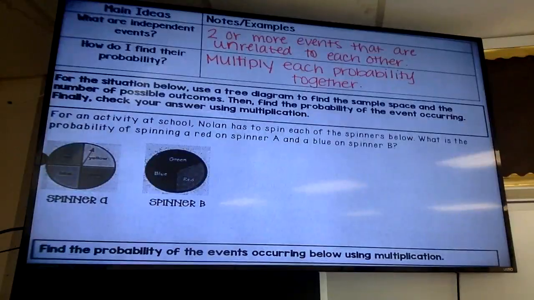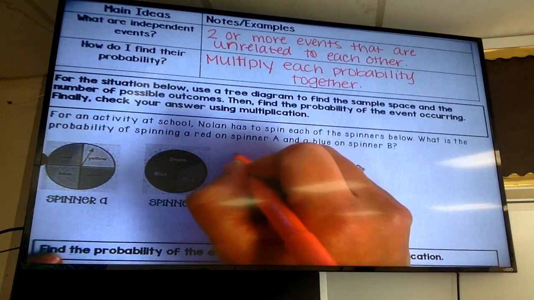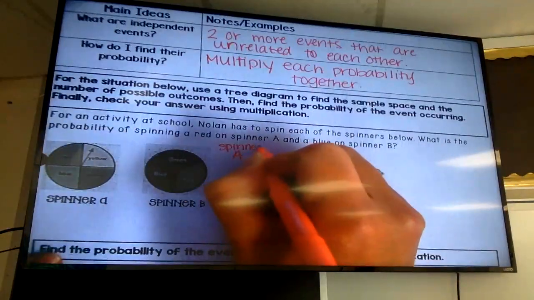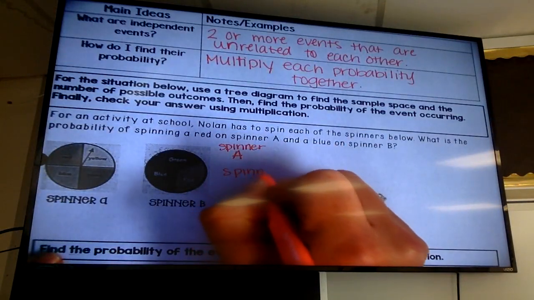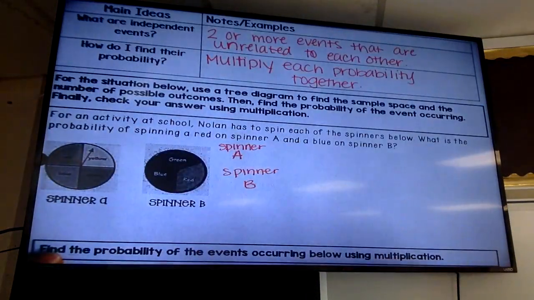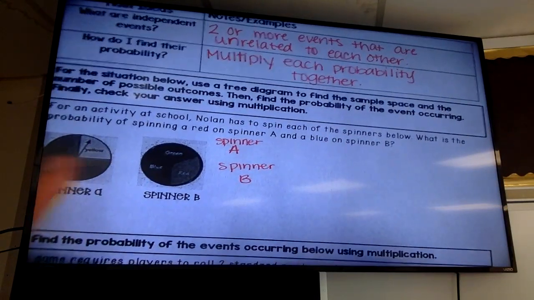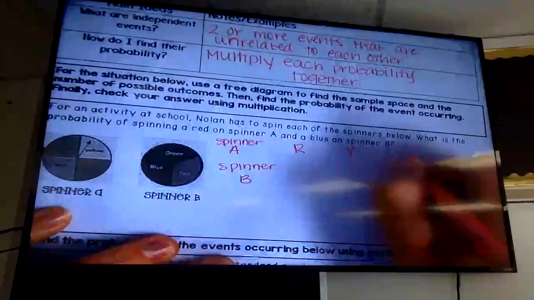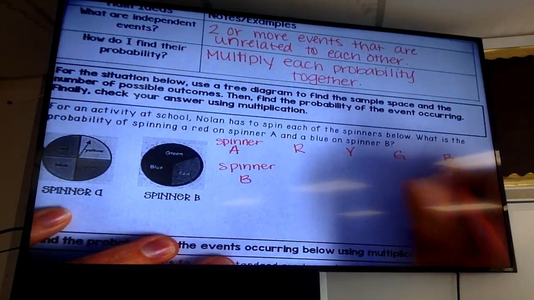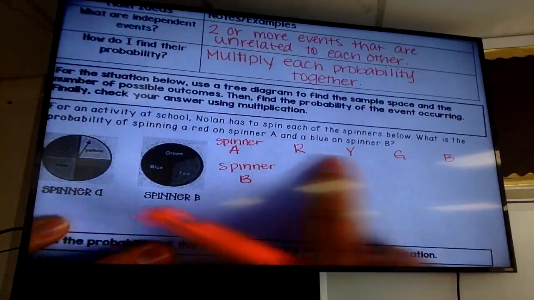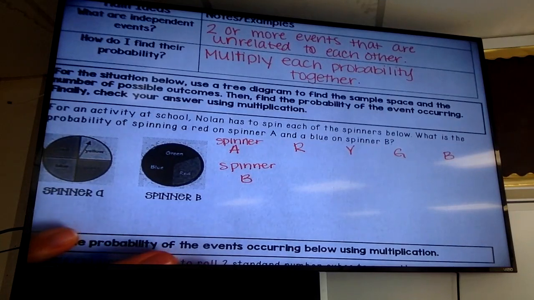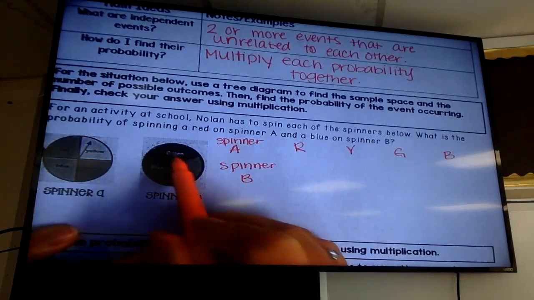So again, we're going to practice our trees. I'm going to say spinner A and then spinner B. Okay, so what events can happen on spinner A? Well, I have 4 options: red, yellow, green, and blue. So I'm going to write R, Y, G, and B. When I spin spinner A, I can land on one of those 4 things. And then when I spin spinner B, we can land on one of 3 things: blue, green, or red.